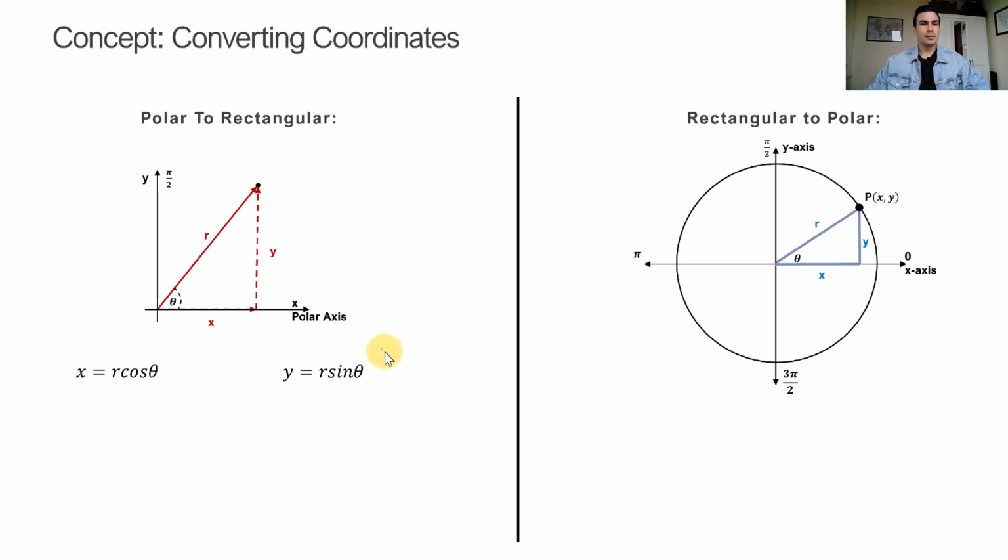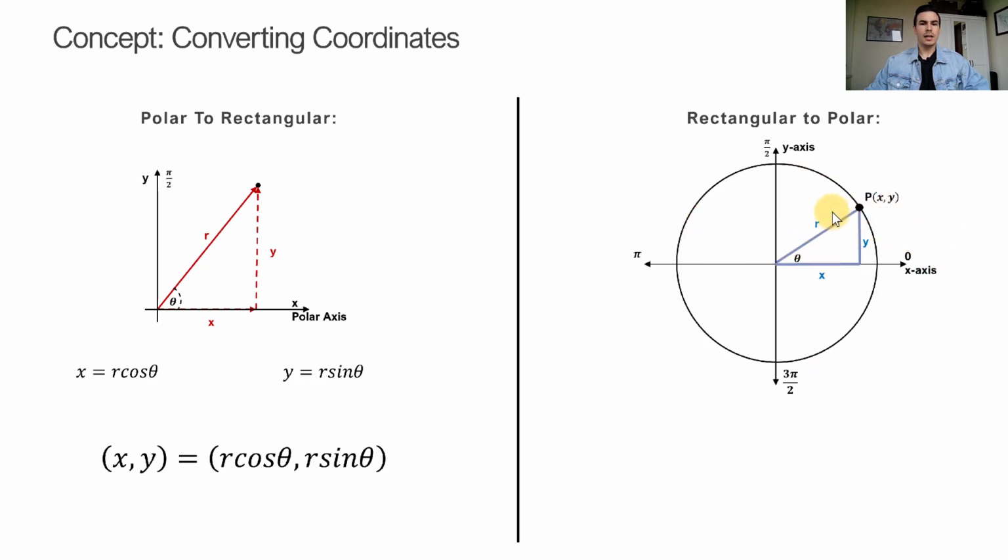All right, so it's as simple as that, guys. When we're converting from polar to rectangular, our new rectangular coordinates (x, y) would simply be r cosine theta and r sine theta. That's it. Now, looking from rectangular to polar, it's a little bit different.